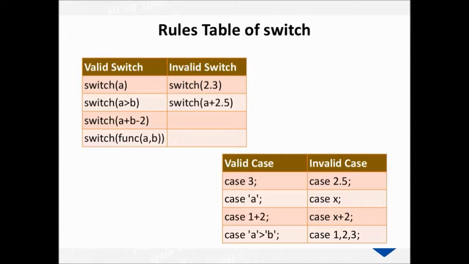Similarly, after the switch statement we have case statements, and we have valid case statements and invalid case statements. In valid case statements we may write case 3, case A, case 1 plus 2, case A greater than B. And in invalid cases we have point numbers, for example case 2.5, case x plus 2, case 1 to 3. So these are some of the rules tables for switch statements and for case statements.